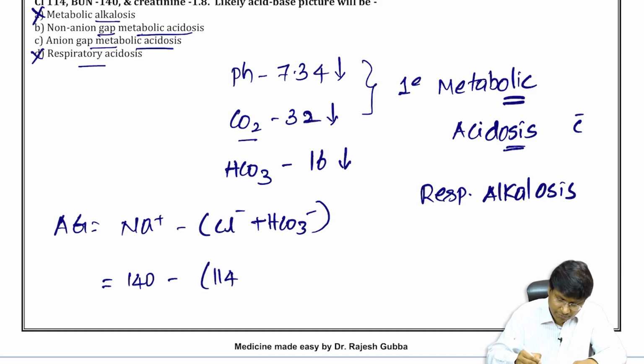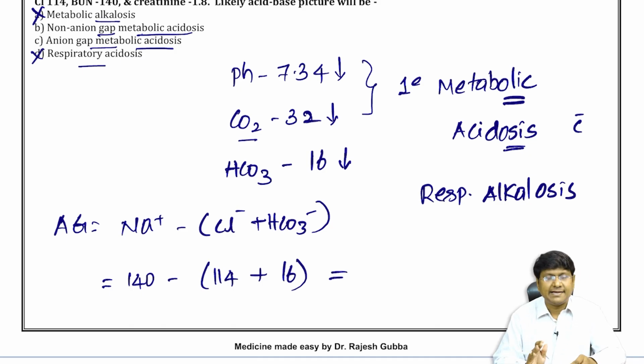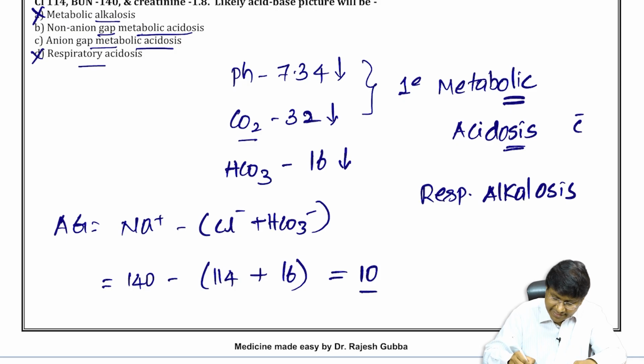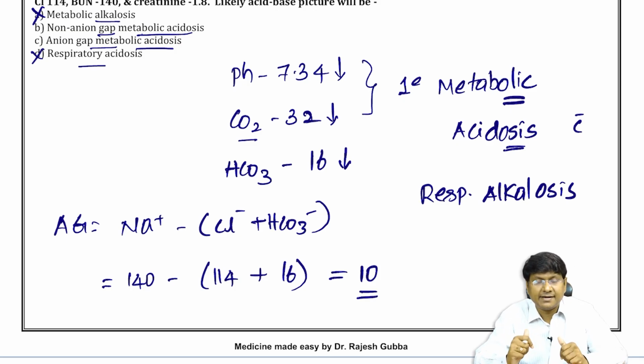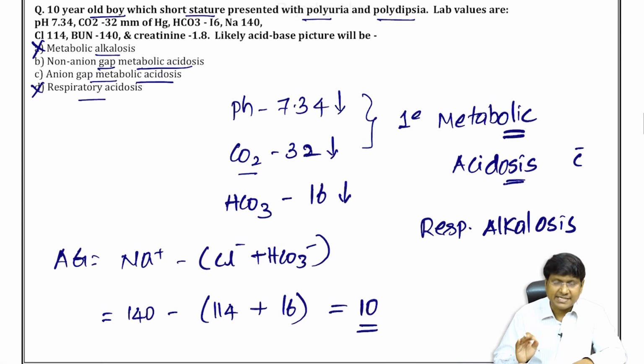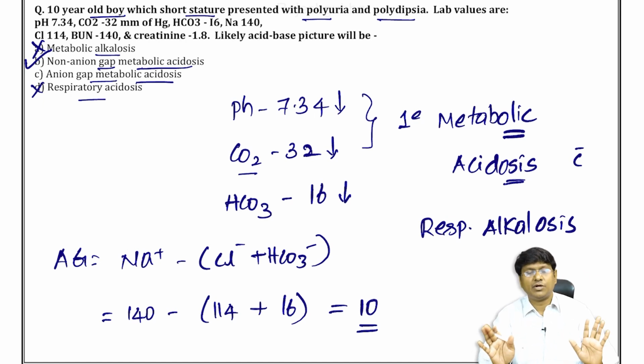That is 114, plus how much is the bicarbonate value? That is 16. So if you calculate this, the anion gap that you will get is 10. So 10 is considered as the normal anion gap. So it is considered as non-anion gap metabolic acidosis.